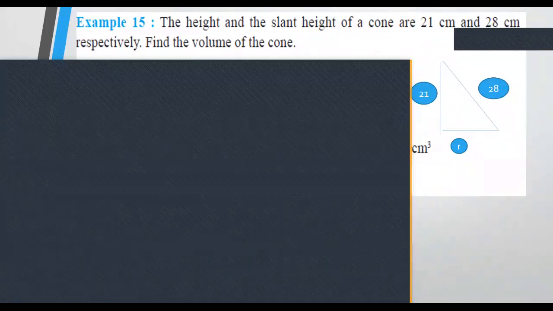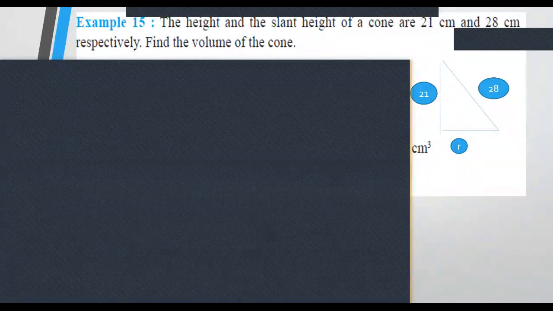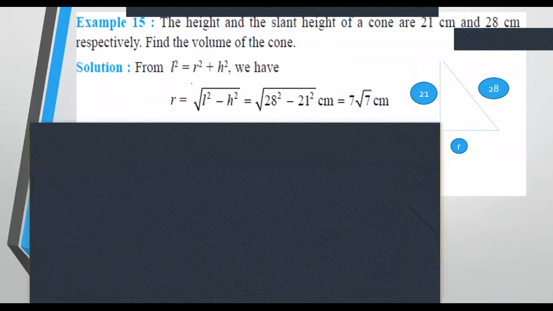What is r? Root over 20. r is 7 root 7. So you have done root over 28 square minus 21 square. Children, how will you do 28 square minus 21 square? Can you use the identity a square minus b square? So it is 28 plus 21 into 28 minus 21. Can we do it like that? So 28 minus 21 is 7. So 7 multiplied by, what is 28 plus 21? 49. So 7 into 49, root over 7 into 49. So that is 7 cube. We can have it as 7 root over 7. Perfect.